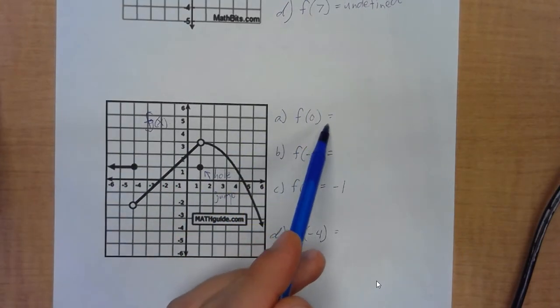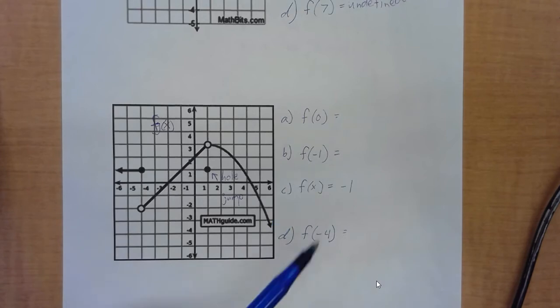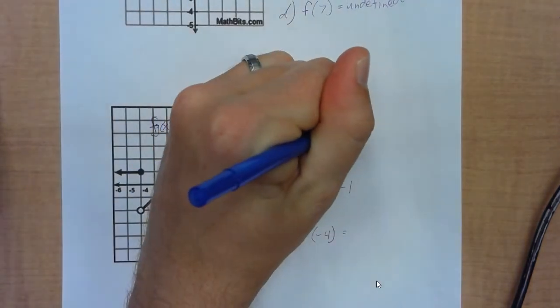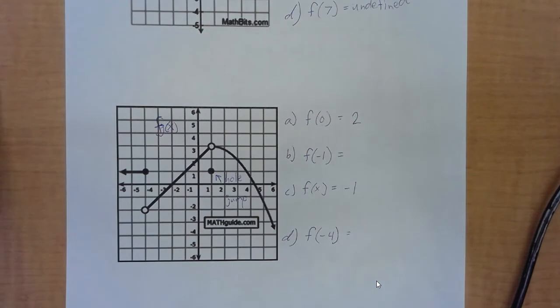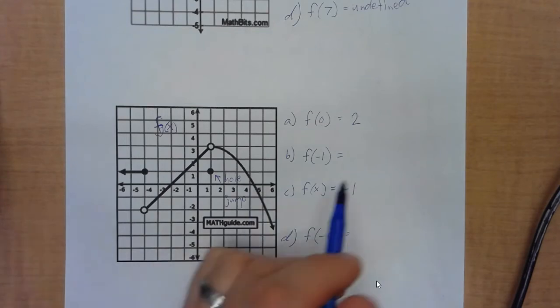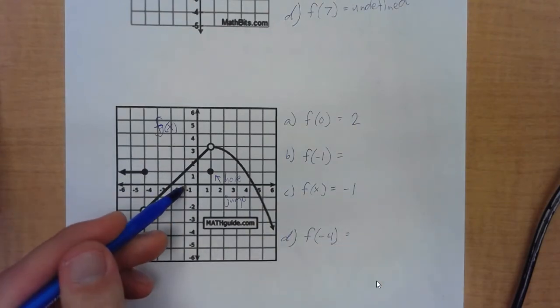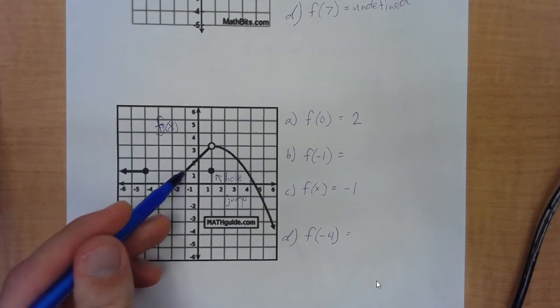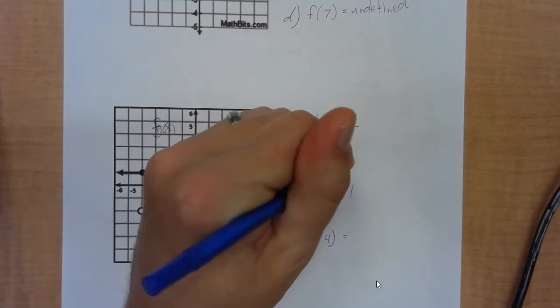F of 0 is, well, when x is 0, what's y? It's 2. Next, f of -1 is equal to what? So when x is -1, the function is equal to +1.